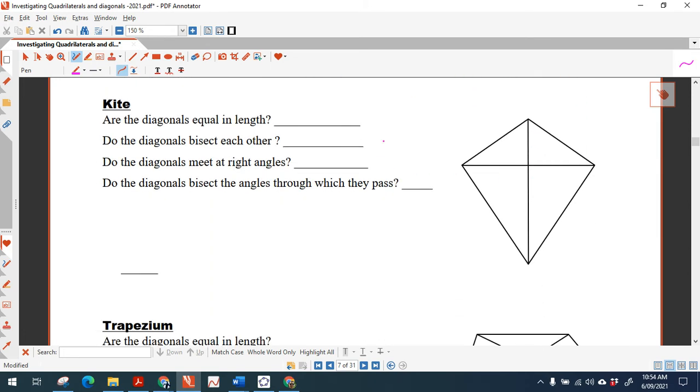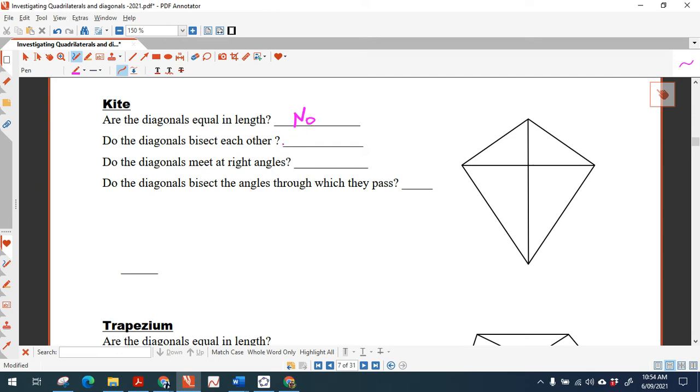All right, now, are the diagonals equal in length? Well, have a look. You can clearly see from the diagram the answer is no. You could make a kite where they're equal in length, but they're not always going to be equal in length. So what we're going to say then is the answer for the first one is no.